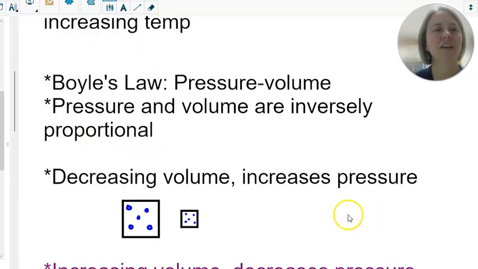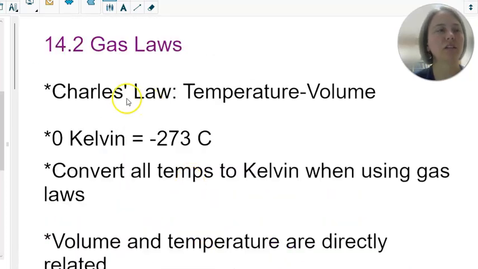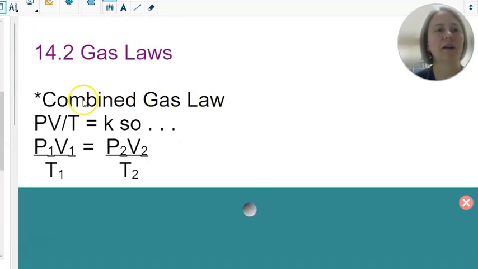Okay, in our next video, we're going to put Boyle's law and we're going to combine it with Charles's law to form a combined gas law for PV divided by T. So we've got P times V and we've got V divided by T all together.